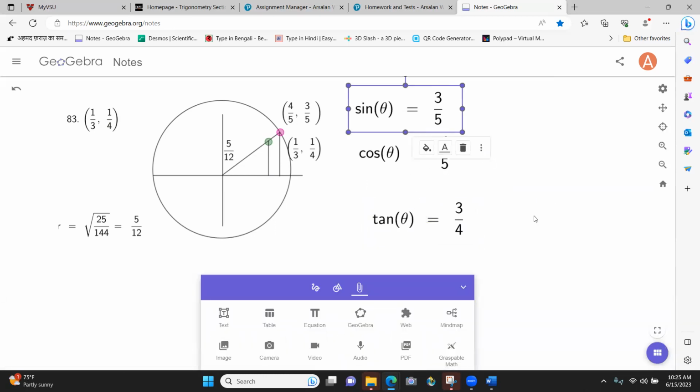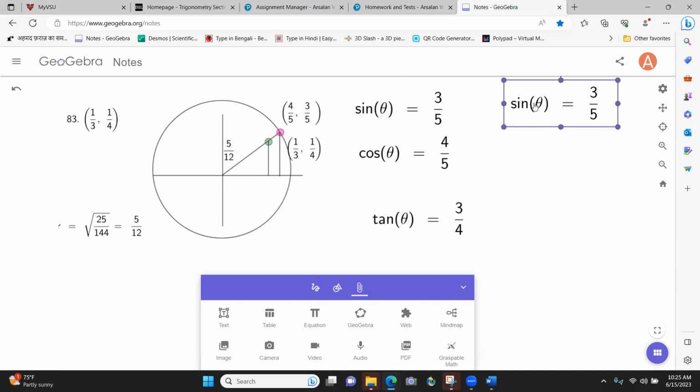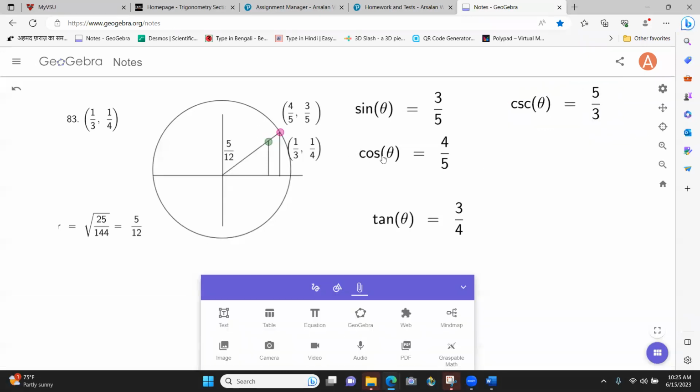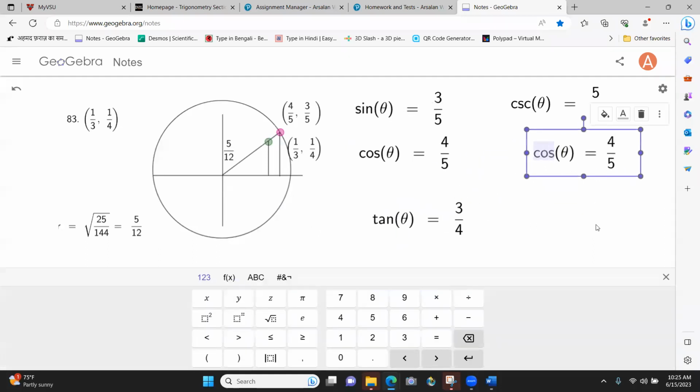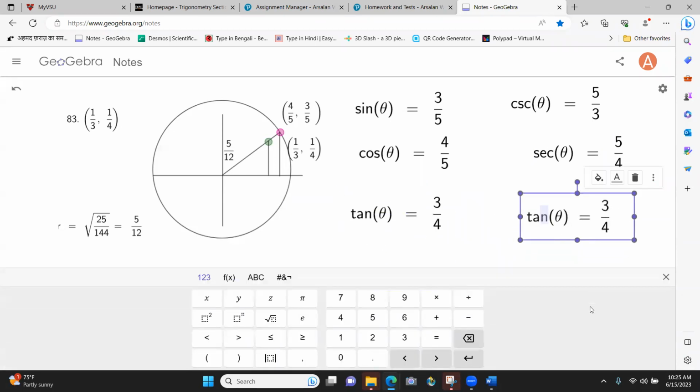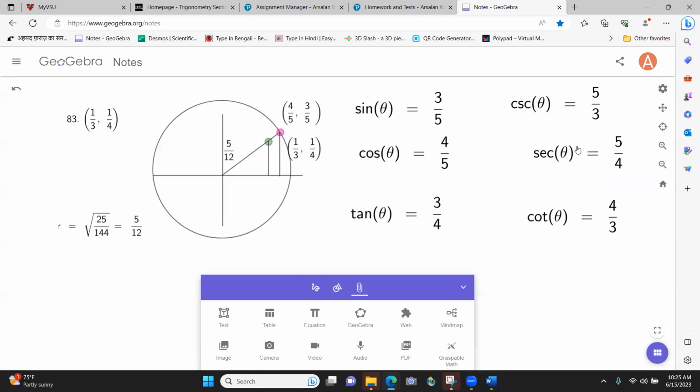Then you can find the reciprocals. Those are the easy ones. Cosecant, 5/3, and the reciprocal of cosine, secant, is going to be 5/4. And the reciprocal of tangent is cotangent. And that's going to be 4/3. Done. We have all 6.